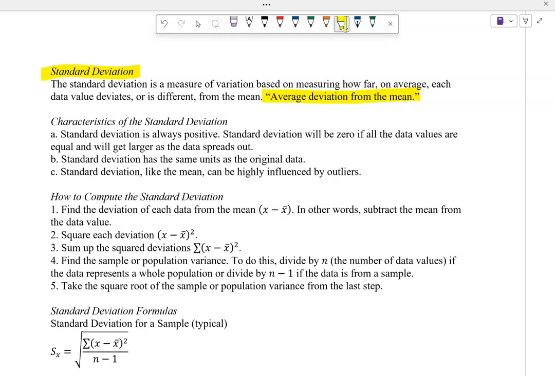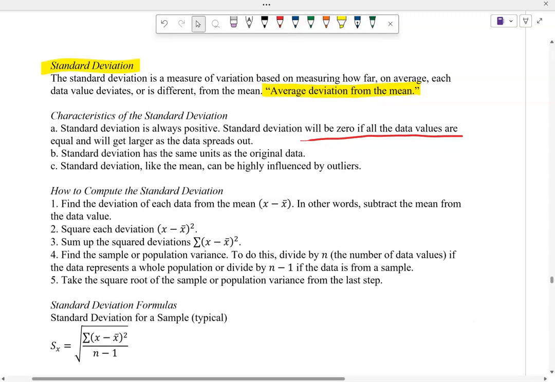So here are some characteristics. Number 1, standard deviation is always positive, and the standard deviation will be 0 if all the data values are equal. Standard deviation has the same units as the original data, and like the mean, it can be influenced by outliers. So Elon Musk's household income would heavily influence your standard deviation, depending on how much of an outlier it is. So just note that.